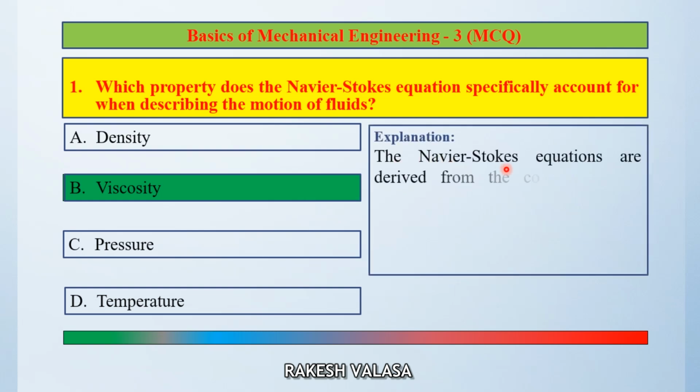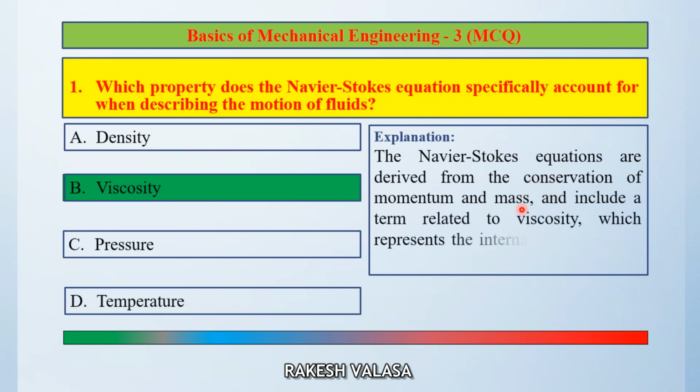The Navier-Stokes equations are derived from the conservation of momentum and mass and include a term related to viscosity, which represents the internal friction within a fluid that resists deformation. So the correct answer is option B viscosity.